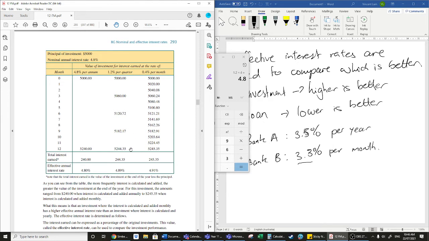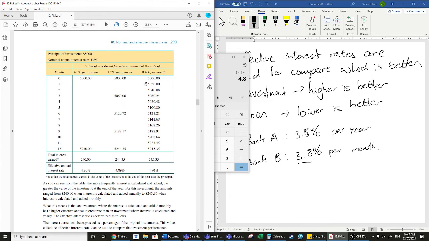And if you keep doing that, you realize that you actually get more money. You get $244.35. So even though we're doing it 1.2% per quarter, which equals 4.8% in a year anyway, because we're doing it 4 times, you actually get more money because we're compounding it, or we're applying it more often.